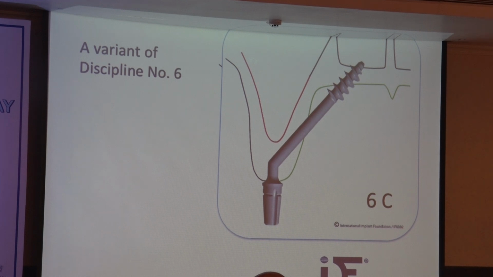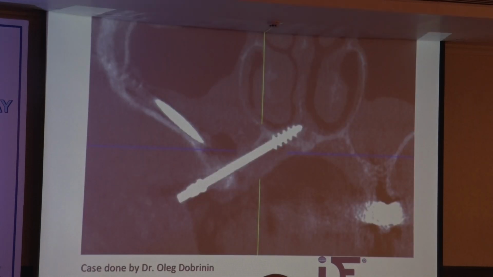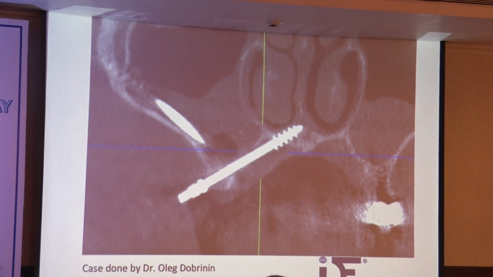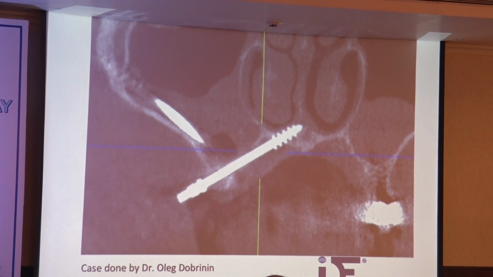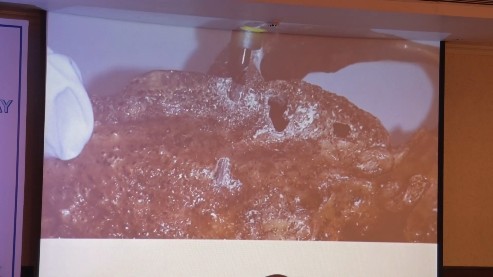It's also possible to anchor this implant more in the midline. There's also a lot of bone. I think I have a picture here. This picture is from Dr. Dobrinin. He works with guided surgery, and of course with guided surgery it is quite easy to reach this target bone. So this is a typical 6C. As you see, he combines in this case with a zygomatic implant.